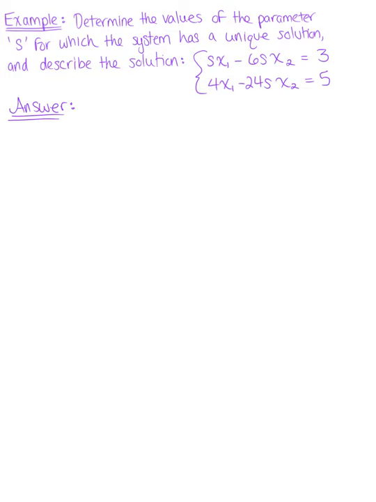Determine the values of the parameter S for which the system has a unique solution, and then describe the solution. So the first thing we want to do here with our given system is rewrite this system as a matrix equation, as matrix A times vector X equals vector B.